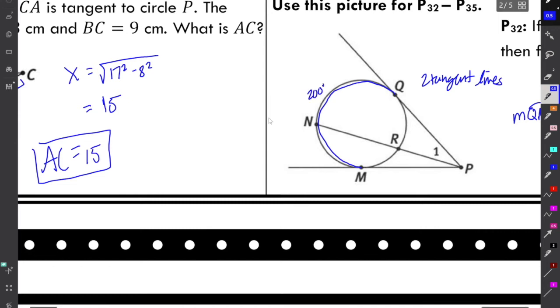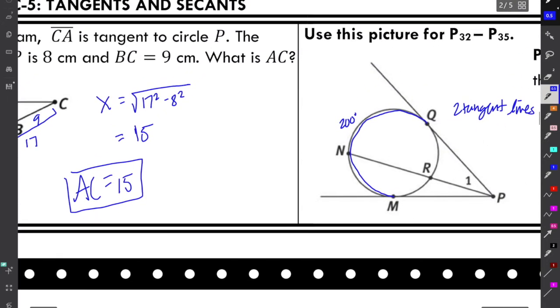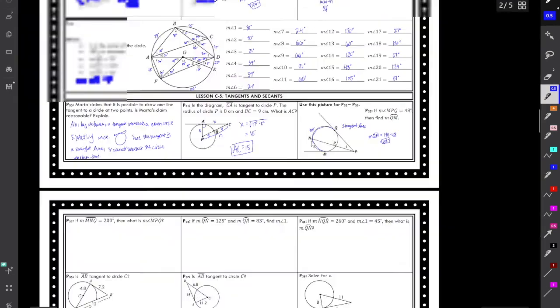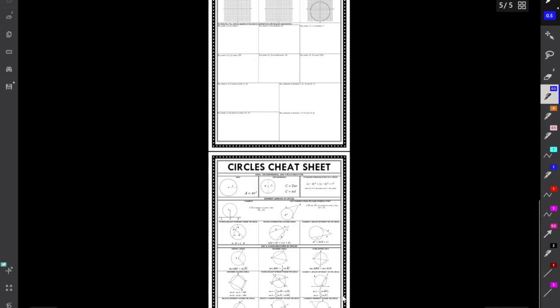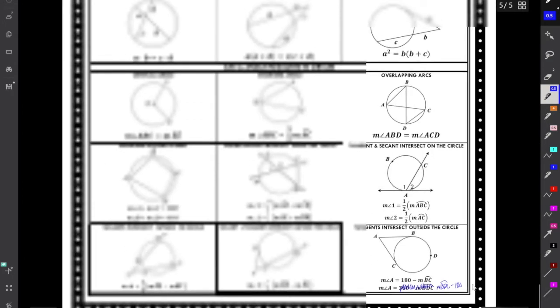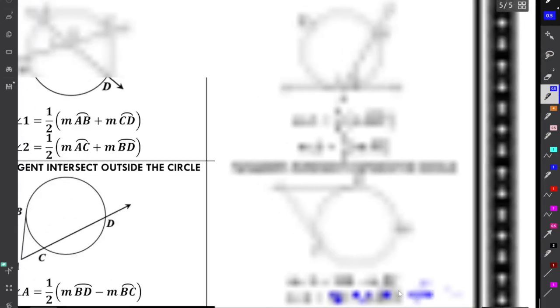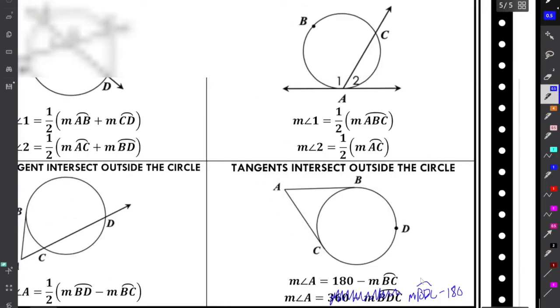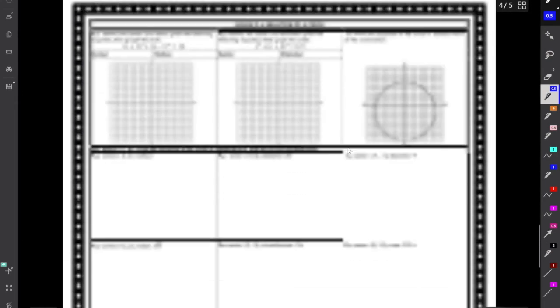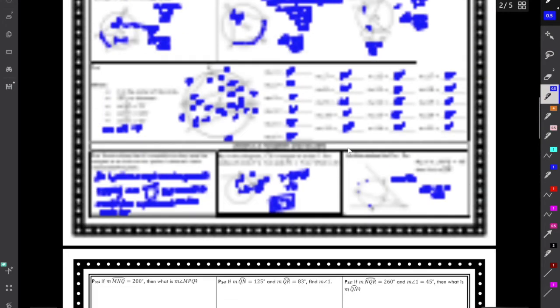If that's 200, if we want to find MPQ, so to do this, alright, now back to our cheat sheet. I had the whole thing with, if I'm given the major arc right here, the formula that I kind of changed: you just take the measure of the major arc, subtract 180, and that'll give you the measure of your angle outside there, okay? Which is what we're trying to find in this case.